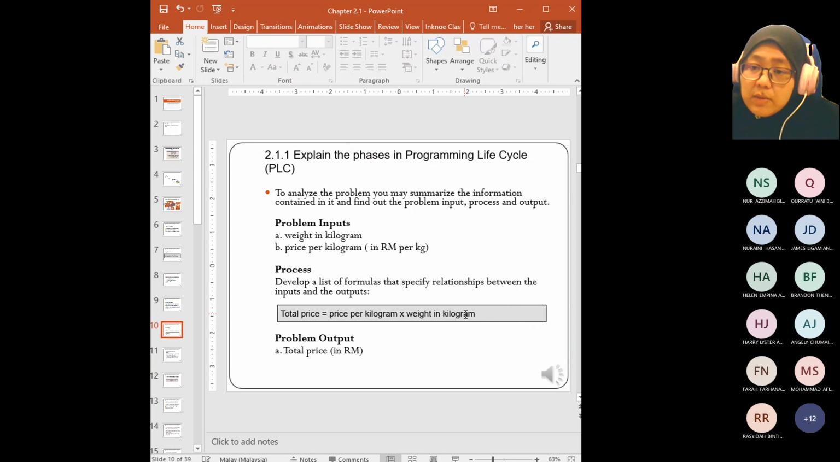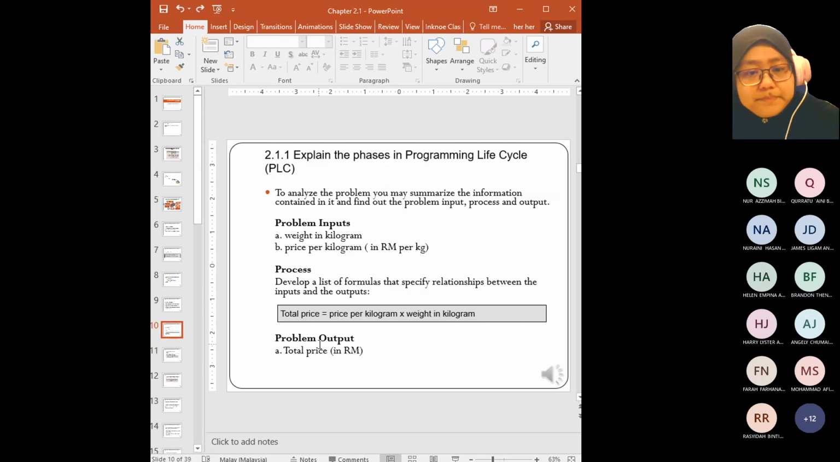Okay, saya ulang. We have input, process and output. 3 important things in process. In programming, in analyzing the problem, second phase. When you analyze the problem, 3 things that you need to know. What you need to list them out. When you want to analyze the problem, you need to know the input, the process and the output. Very good.